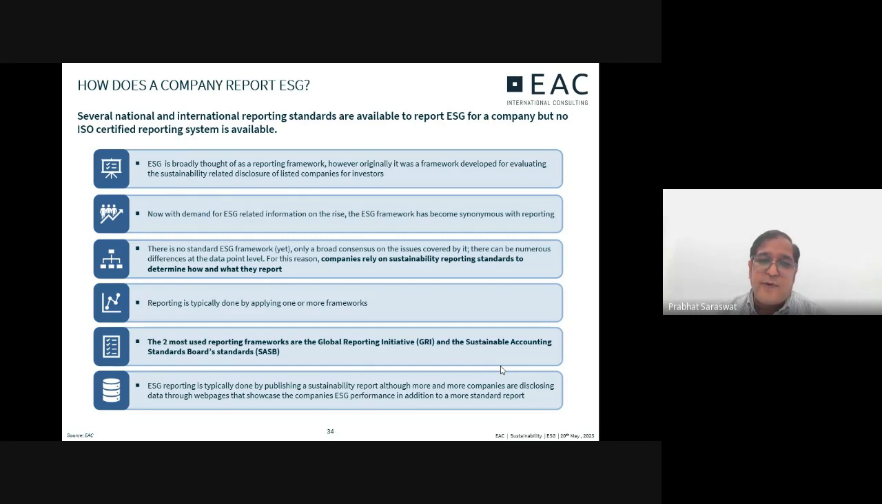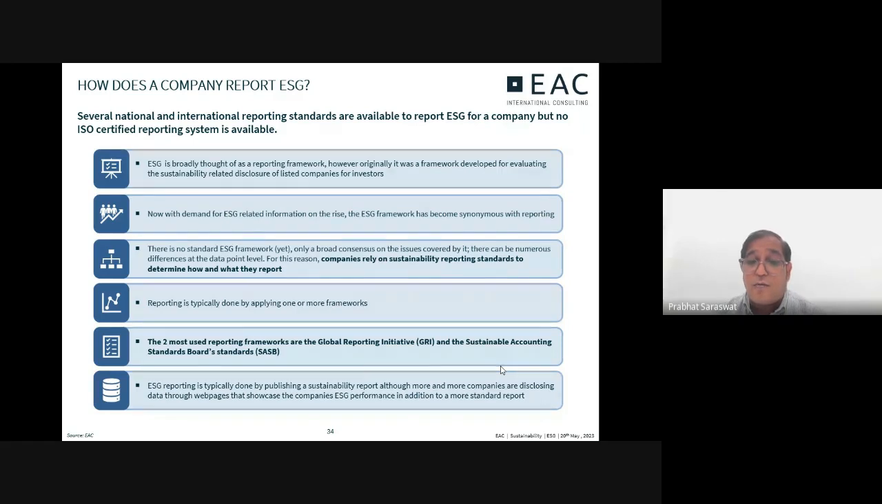Reporting is typically done by applying one or more frameworks. The two most used reporting frameworks are the Global Reporting Initiative and the Sustainability Accounting Standards Board, called SASB in short form. ESG reporting is typically done by publishing a sustainability report.